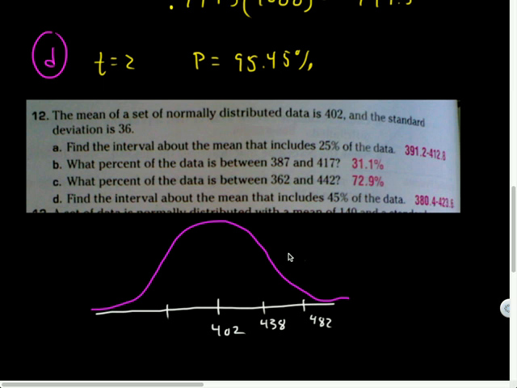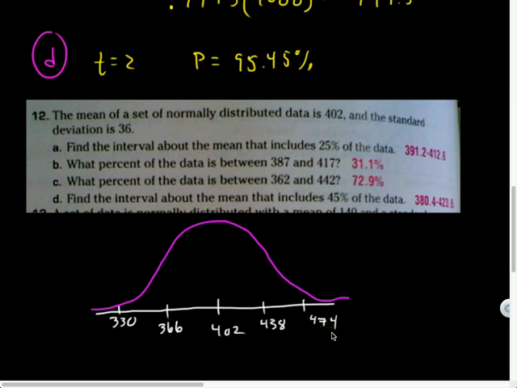402 minus 36 happens to be 366. 438 plus 36 is 474, and the other one is going to be 330. I did my math wrong there.